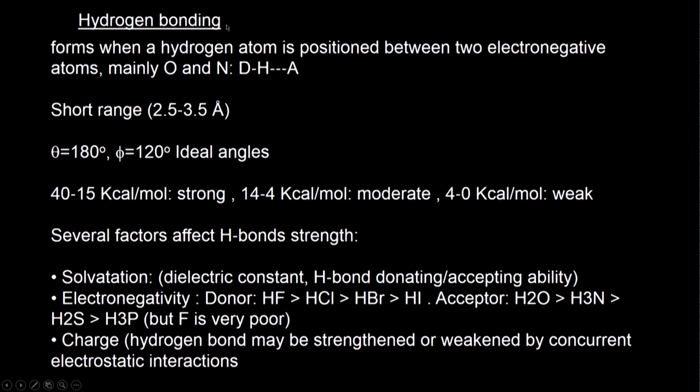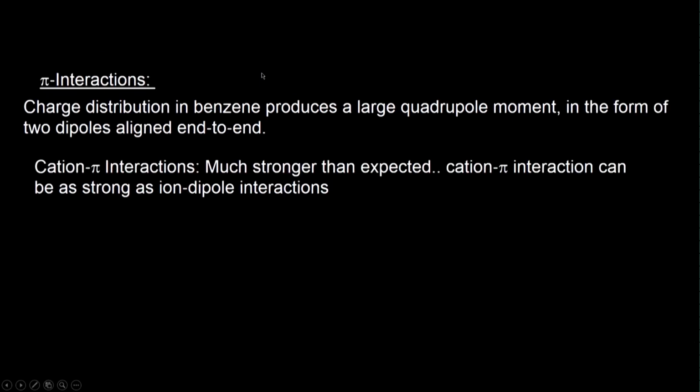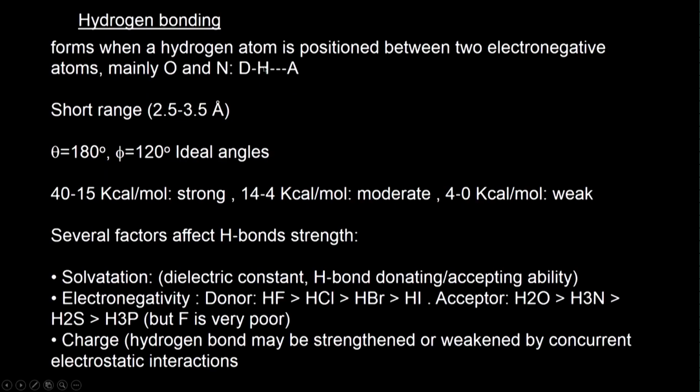Then comes hydrogen bonding. This is a very important parameter, which forms when a hydrogen atom is positioned between two electronegative atoms, mainly oxygen and nitrogen. So, we can have a donor with an H, and an acceptor. These are short range distances, 2.5 to 3.5 angstroms, theta is 180, phi is 120, ideal angles. 40 to 15 kilocalories per mole is strong, 14 to 4 kilocalories per mole is moderate, and 4 to 0 kilocalories per mole is very weak.